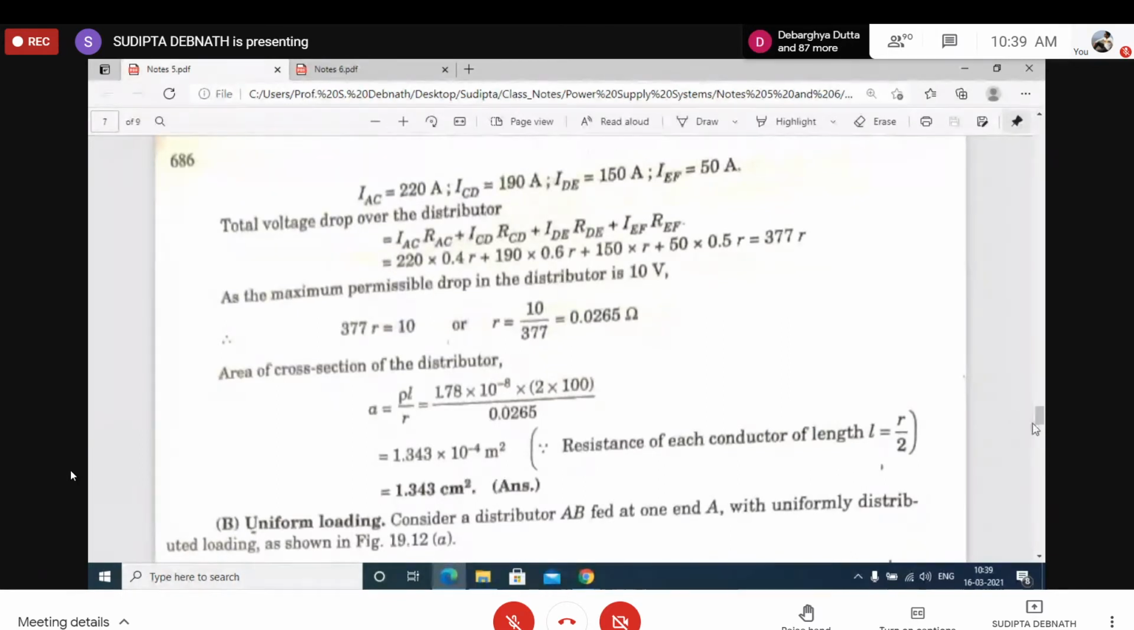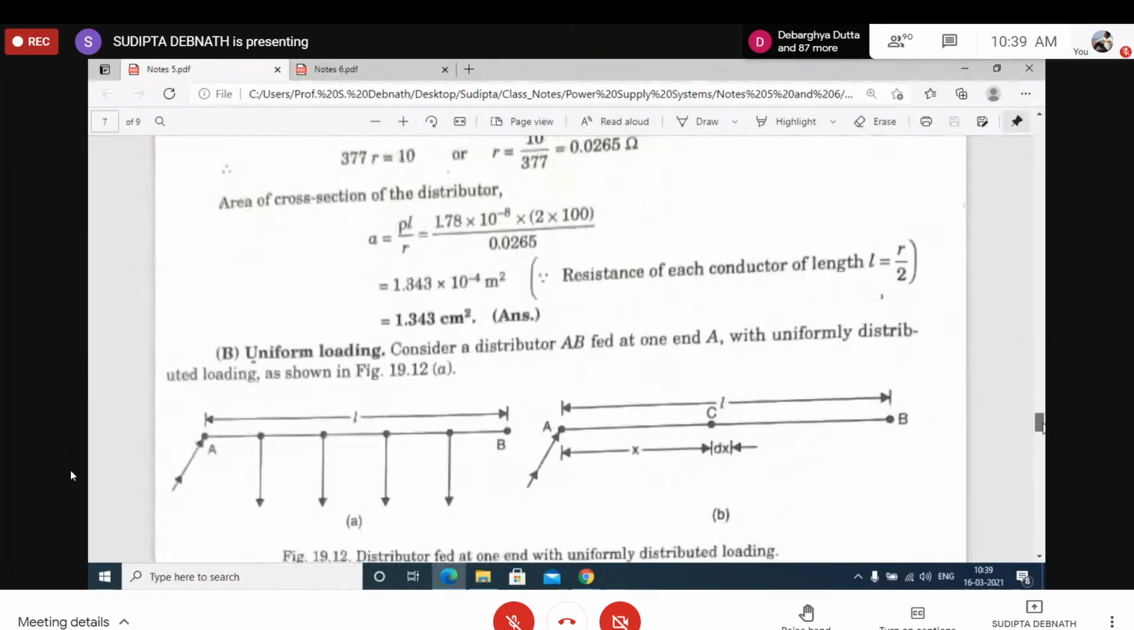Now let us discuss uniform loading. I told you what uniform loading is. Uniform loading is nothing but loads tapped at regular intervals. Suppose it is a 500 meter cable distributor and the loads are tapped after every 1 meter or say 10 meters. It is very difficult to consider all these points and calculate individually. Though some approximation will be there, we still get accurate results.